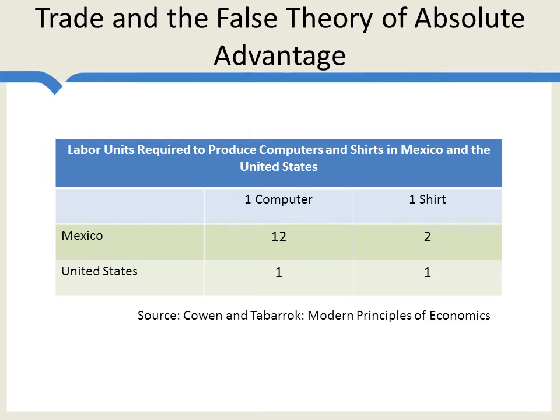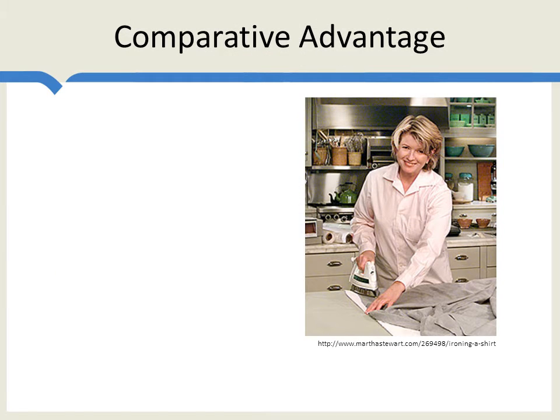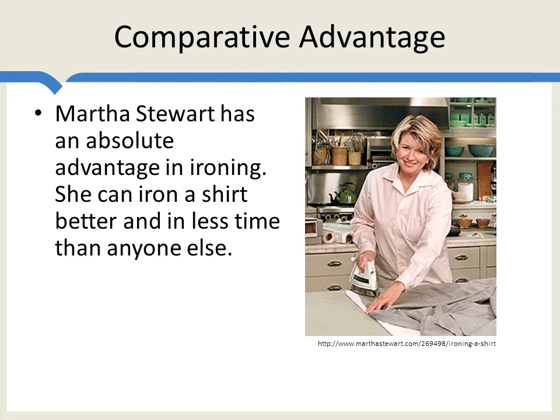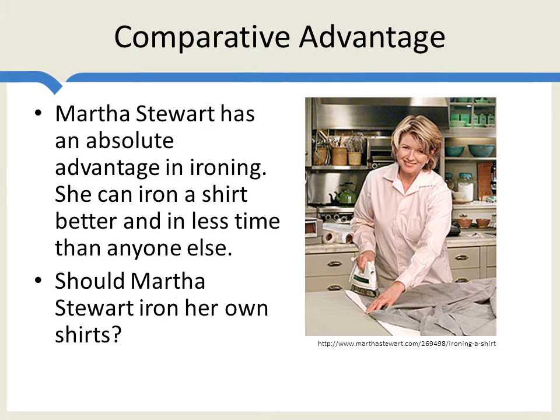To see why it's wrong, let's take another simple example. Here's a picture of Martha Stewart ironing her shirt. Now, let's stipulate that Martha Stewart has an absolute advantage in ironing. She has an advantage in ironing just like the United States had an advantage in producing computers and shirts in the previous example. In other words, we'll stipulate that Martha Stewart can iron a shirt better and in less time than anyone else. So, if Martha Stewart has an absolute advantage in ironing, should Martha Stewart iron her own shirts?